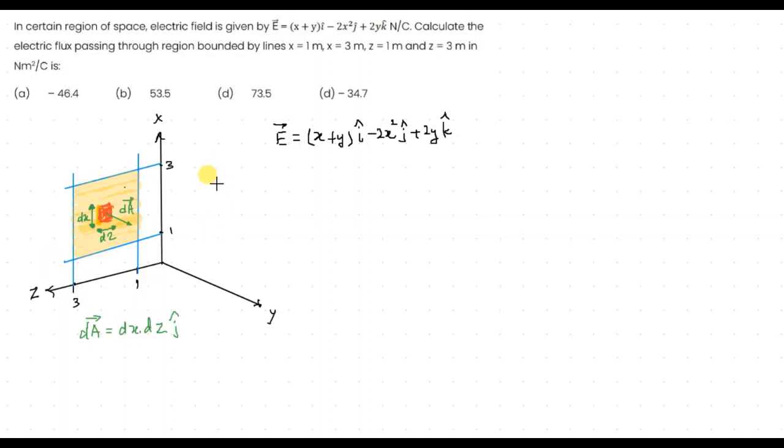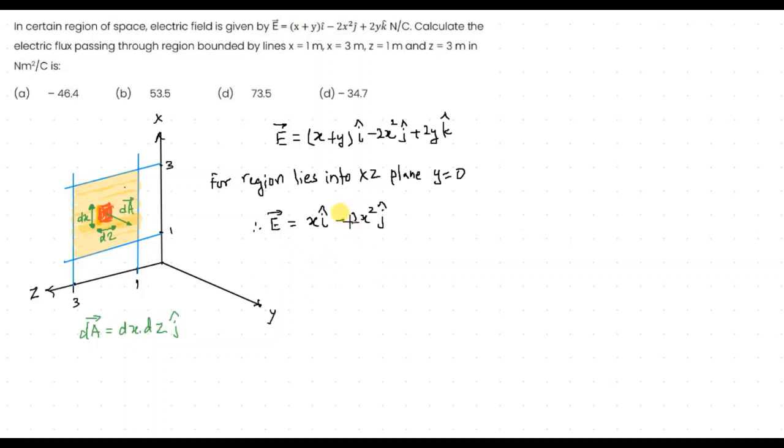For a region lying in the xz plane, I can just consider y equal to 0, and that's why this electric field comes out to be x i minus 2x² j. Now this electric field is passing through this yellow region, which is bounded by x from 1 to 3 and z from 1 to 3.